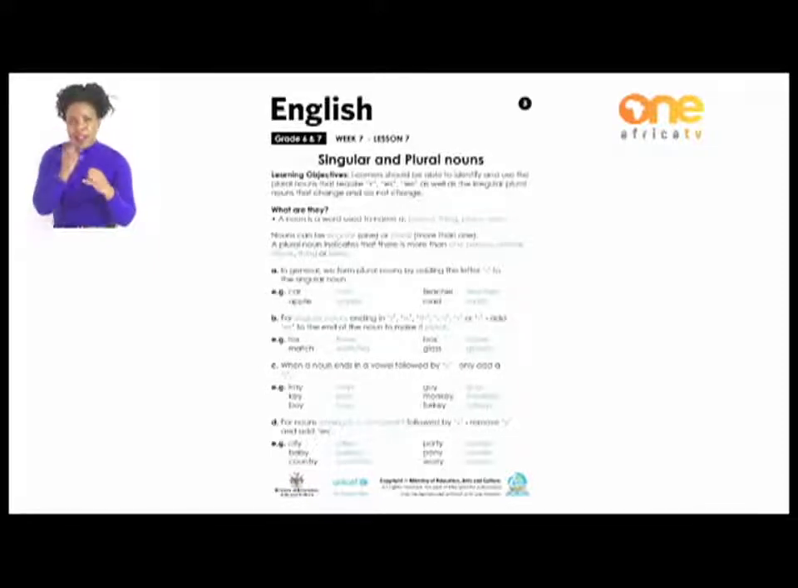For example, 1 tray, 2 trays. 1 key, 2 keys. Boy, boys. 1 guy, 3 guys. 1 monkey, 10 monkeys. 1 turkey, 2 turkeys. For nouns ending in a consonant followed by Y, remove Y and add IES.